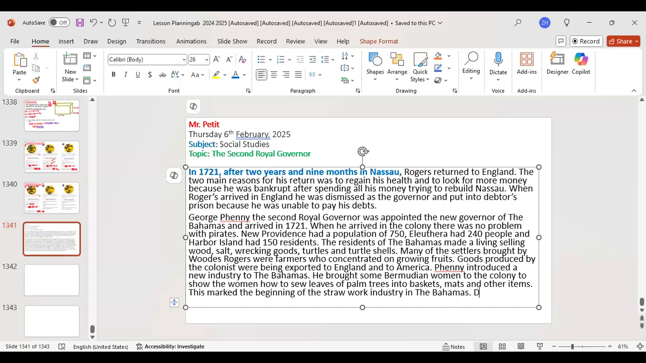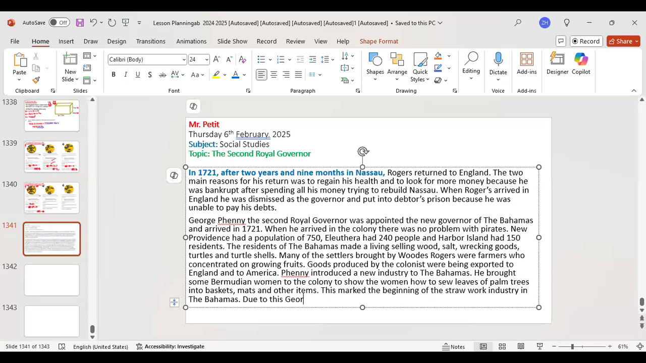Due to this, George Finney is regarded as the father of straw work. The father of straw work. Okay.